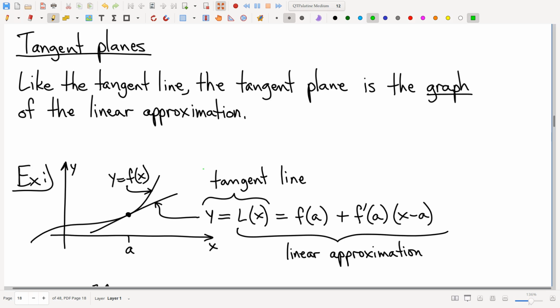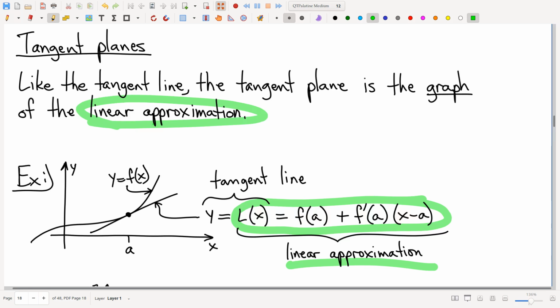A linear approximation is a function. Linear approximation is an algebraic object. It's a function. It's not a picture, it's not a geometric thing, it's an algebraic object. The tangent line is what you get when you set that function equal to a new variable y, namely when you say, I want to talk about the graph of that linear approximation.